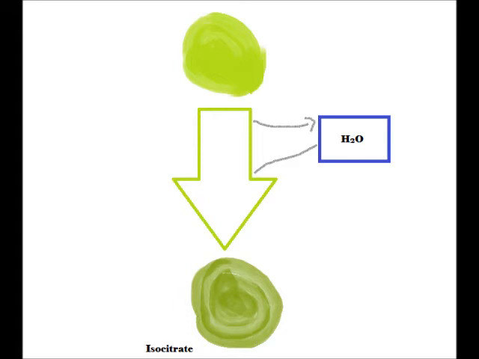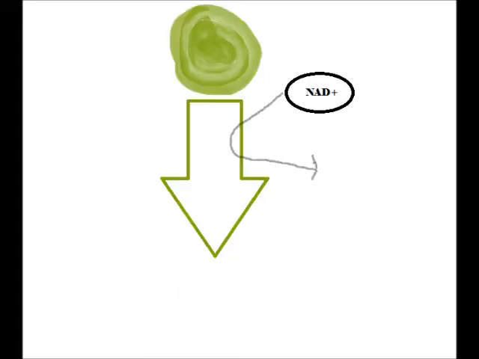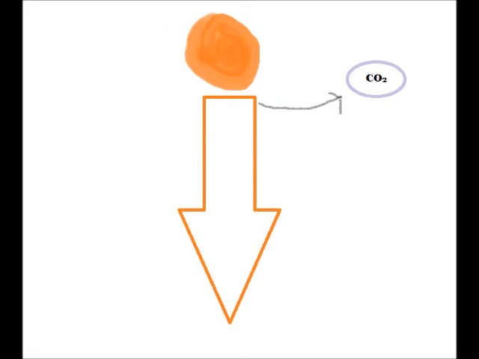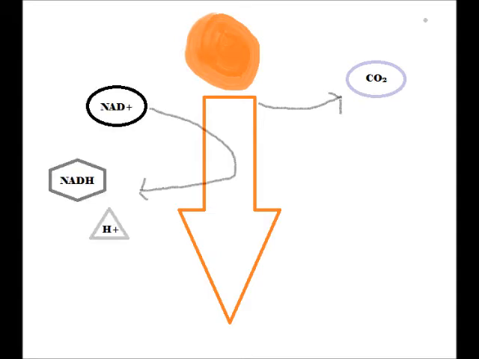And isocitrate will be oxidized by NAD+, and it will have an NADH and H+ taken out of it. And then you lose a CO2 as well. And you create alpha-ketoglutarate. Alpha-ketoglutarate will lose a CO2, and then it will be oxidized by NAD+. And finally, a CoA-SH will be added back in.